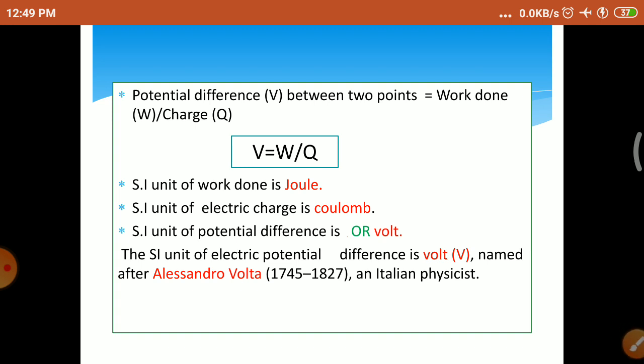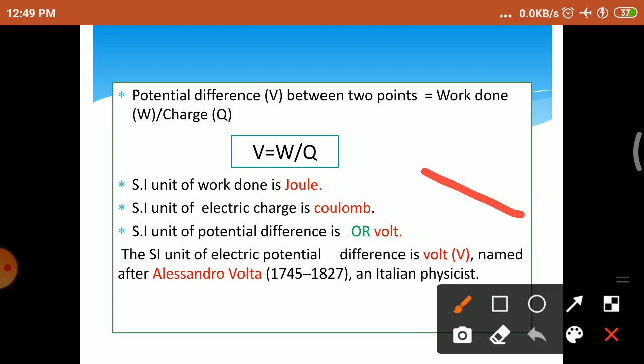It is represented by capital letter V, not small letter v, named after Alessandro Volta, an Italian physicist. So who found the SI unit of electric potential? Alessandro Volta found the SI unit of potential difference.